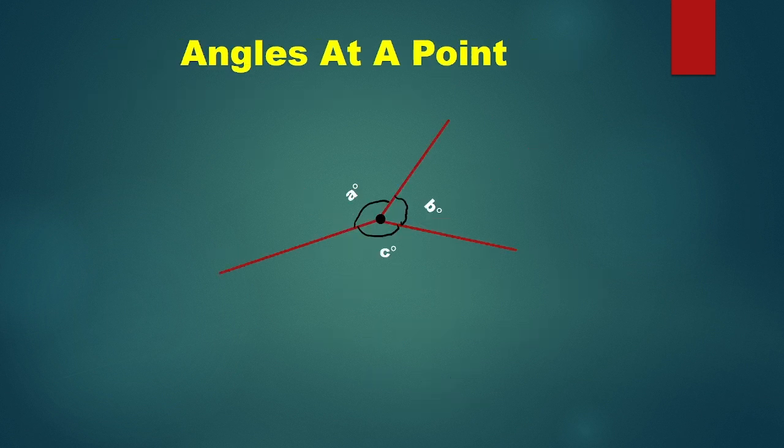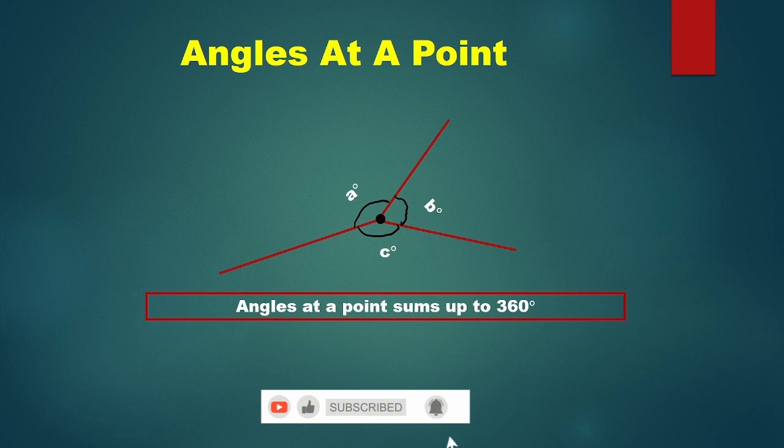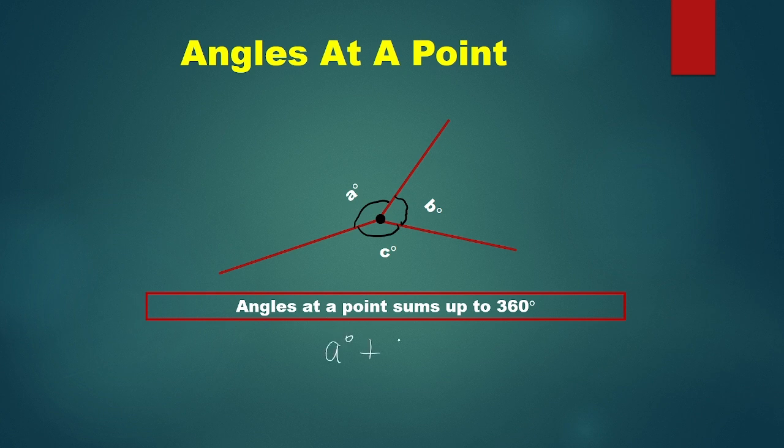Now let's talk about angles at a point. What if angles go around the point, like slices of pizza? Those are called angles at a point, and they always add up to 360 degrees. Angles at a point always sum up to 360 degrees. That is, angle A plus angle B plus angle C must always give us 360 degrees.